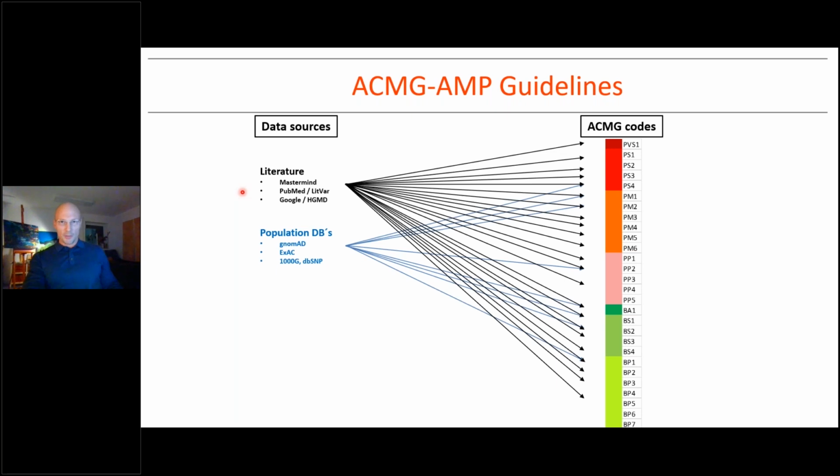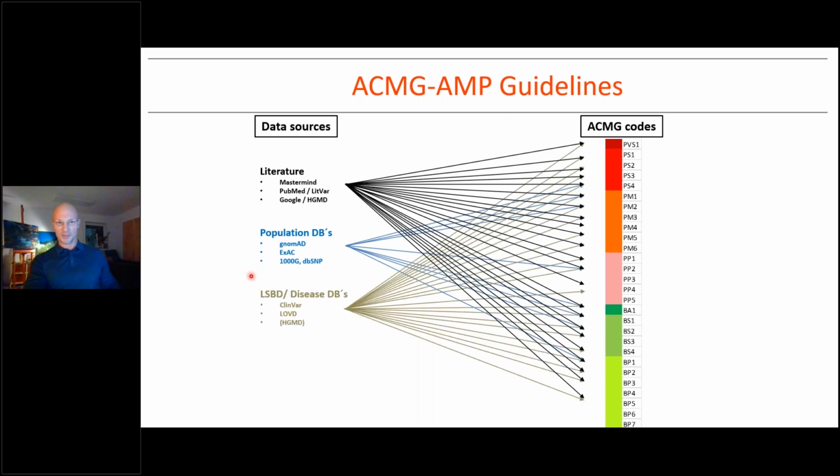Of course, population databases are also a very valuable source, and I cite here gnomAD, but gnomAD is not only a population database, it's so much more, but this would be an entire other talk, so I will skip this. Of course, locus-specific databases or disease-specific databases are also very important here, and if the evidence is provided there, you can find, like in the literature, almost all evidence codes. Last but not least, of course, the predictors come in, but they are not that highly valued here.